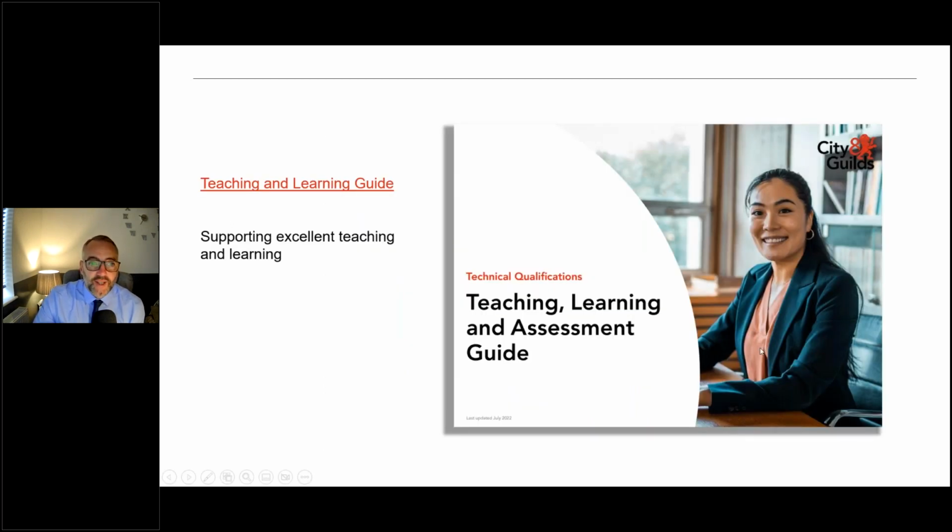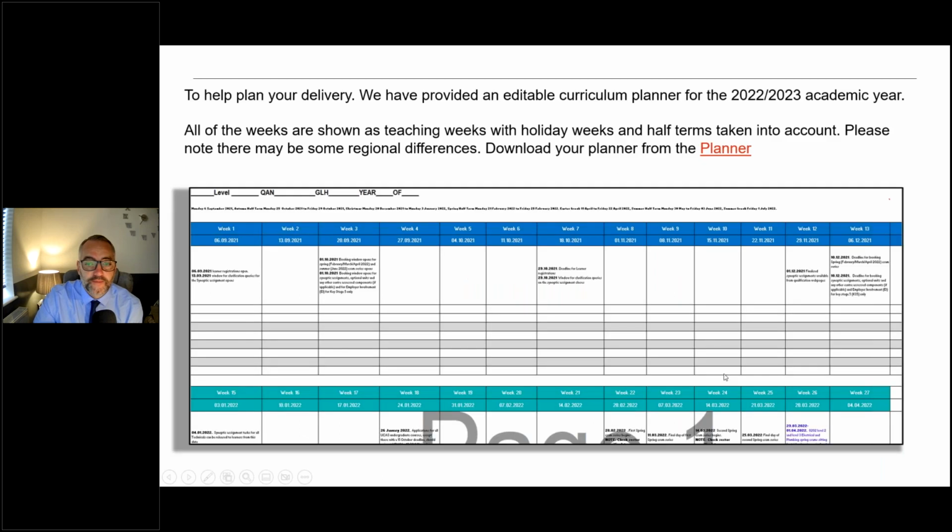So as regards teaching and learning, this is an excellent guide. So this is all about supporting excellent teaching and learning, and it's against the technicals. They're all on the resources page. Again, that's one of the links that we've included in the Word document. So they're all there. It's useful to access that and download that. Some great tips in there for delivery of these technical qualifications.